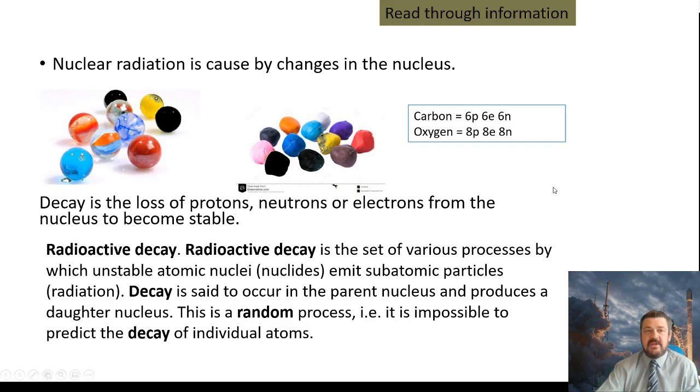So now we're going to go into radioactivity. Nuclear radiation is caused by changes in the nucleus. Decay is a loss of protons, neutrons, or electrons from the nucleus to become stable. So here we've got 2 examples of 2 well-known atoms.